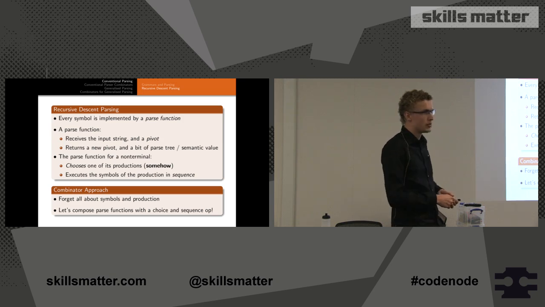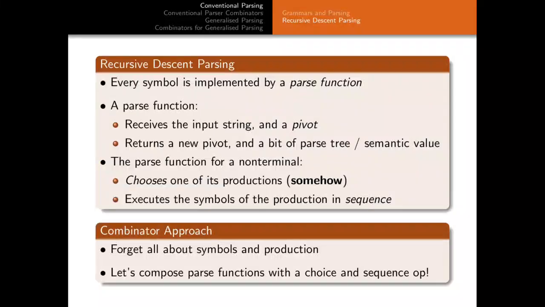Then for terminals, this is very simple. So the parse function for a terminal just matches a single terminal against the current position in the input string. For a non-terminal, the parse function has to choose one of the productions for that non-terminal to execute somehow, and then it needs to execute all those symbols in that production in sequence.